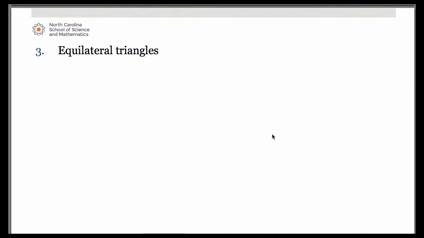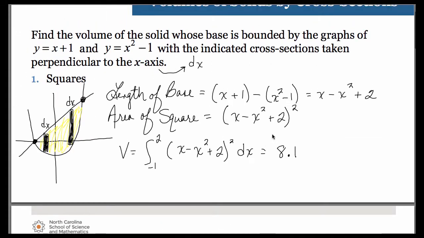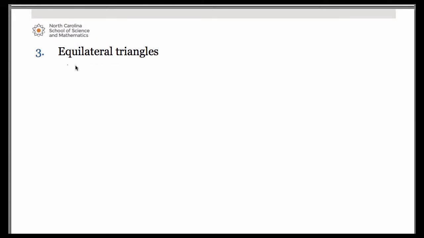So the third one we're going to look at, once again, still the same base, but now we want our cross sections to be equilateral triangles. So let's go back to our picture for a second. So imagine that representative rectangle being the base of the equilateral triangle. And the triangle is rising out towards you. What you're looking at here in the picture is the base of that equilateral triangle. So if you envision that in your head, the solid then would have a pointy top to it. So the length of the base still remains the same.